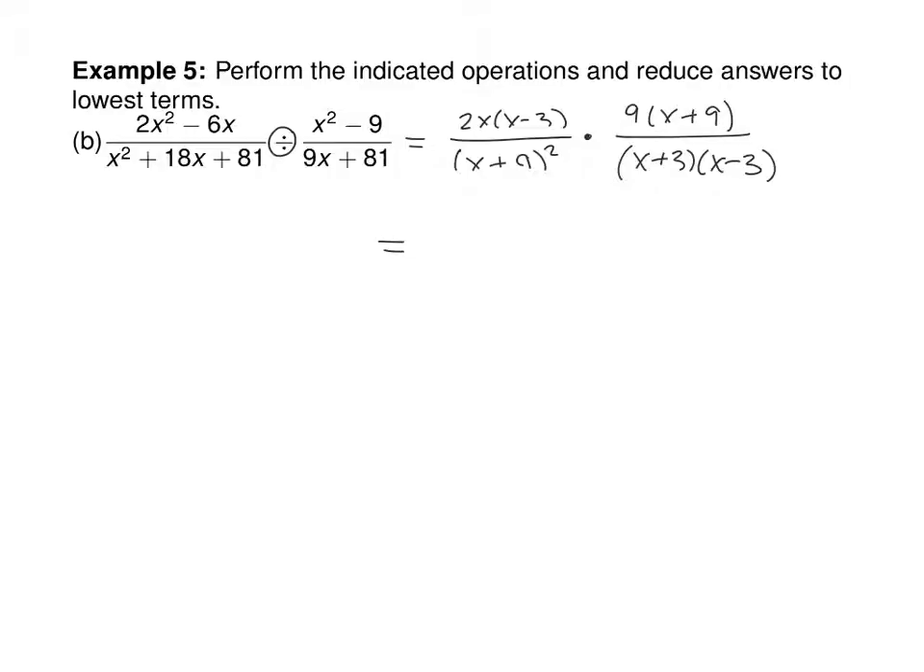Okay. So does the 2x cancel? No. Does the x minus 3 cancel? Yes. Does the x plus 9 cancel? One of them does, exactly. So I've got 2x times 9 in my numerator over x plus 9 times x plus 3. You don't have to multiply those back together. It's okay to leave them in factored form. What is 2x times 9 going to give you? 18x. Great.